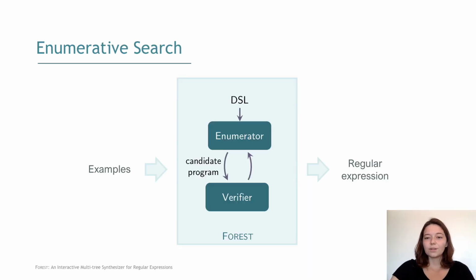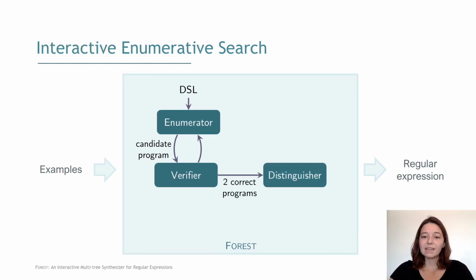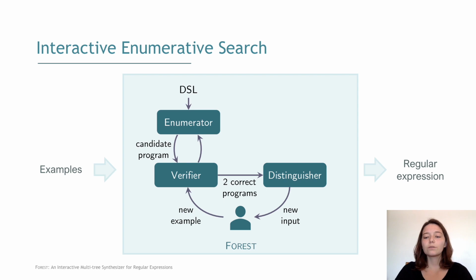So we extend our enumerative search Forest by adding a new component, the distinguisher, who, given two correct programs, produces a distinguishing input. This input is then shown to the user, who classifies it as valid or invalid. The input is added to the set of examples, making one of the two initially correct programs now incorrect. This interactive cycle continues until there is only one program left, which is returned to the user.